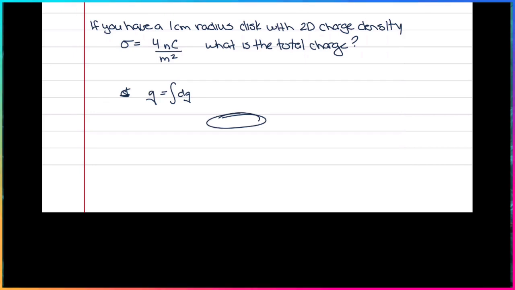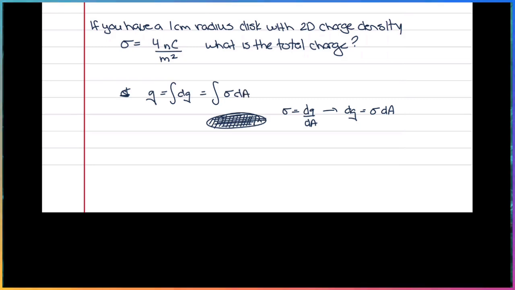Since charge density is per area, I can imagine instead of a bunch of 1D buckets, breaking this up into a bunch of little 2D buckets. Each one of those little grid cells has some charge on it, such that sigma is defined to be dq d area, where each of these buckets has some little area. So that looks like dq is sigma dA. So then this is the integral of sigma dA.